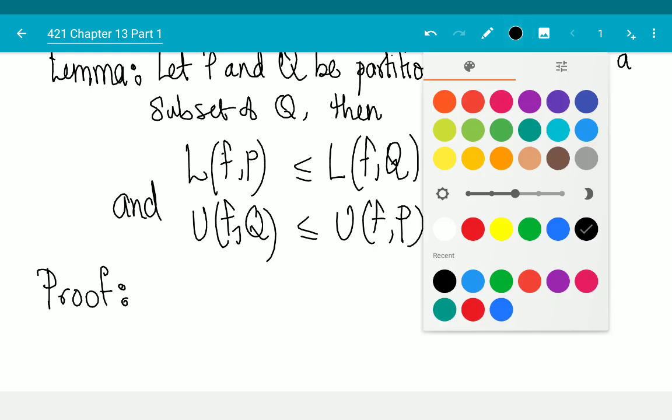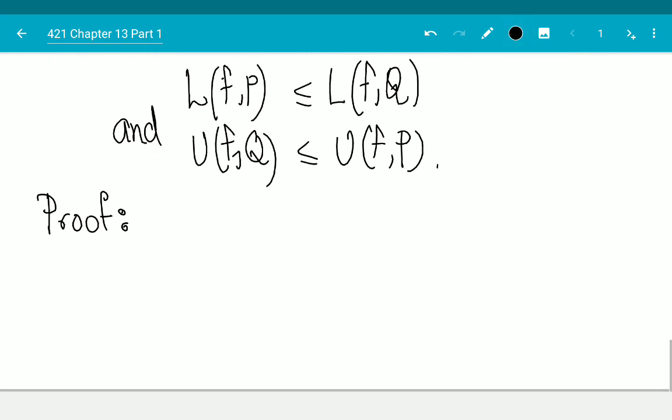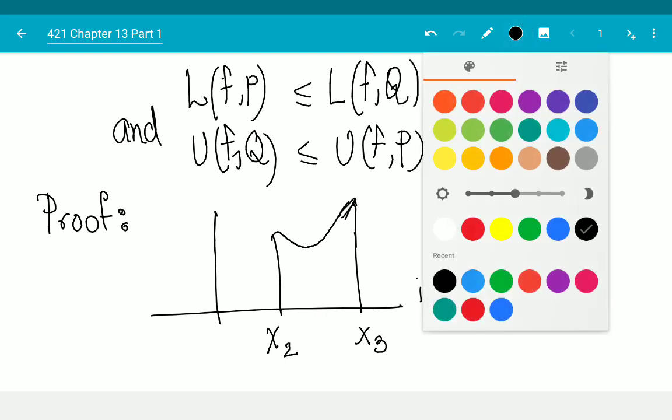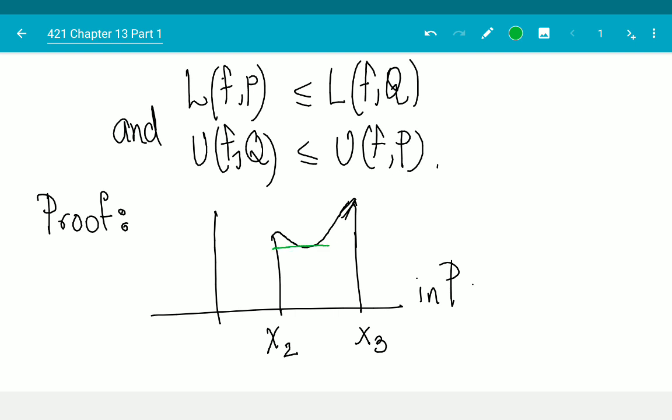Let me draw a small picture here quickly. Let us look at originally an interval x2, x3, right? This is in P, and my graph does maybe something like this, right? So in that case, my green, which is my lower sum, would have height this, and let's say purple, which is my upper sum, has height this, right?